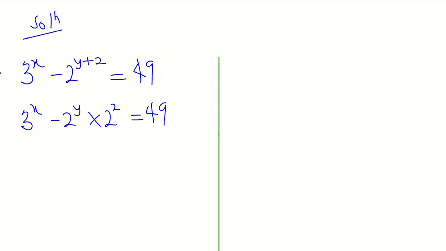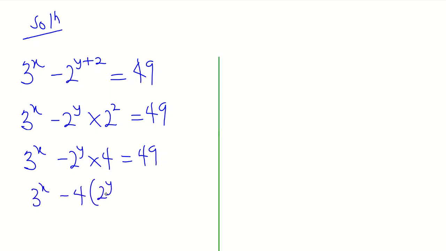Now further, we can continue with our solution. You have 3^x - 2^y times 4, that is 2^2, giving us 49. To make it simpler, we have 3^x - 4 multiplied by 2^y, which is equal to 49. Now let's label this as equation 1. And we continue with the next equation.